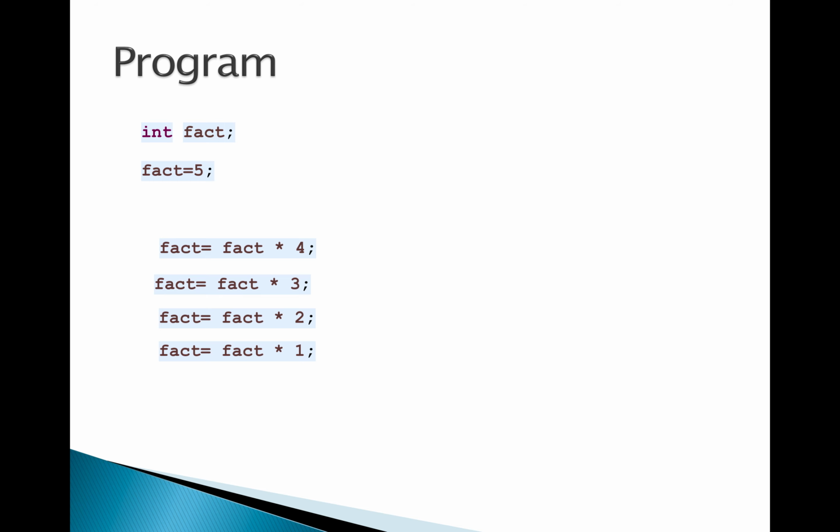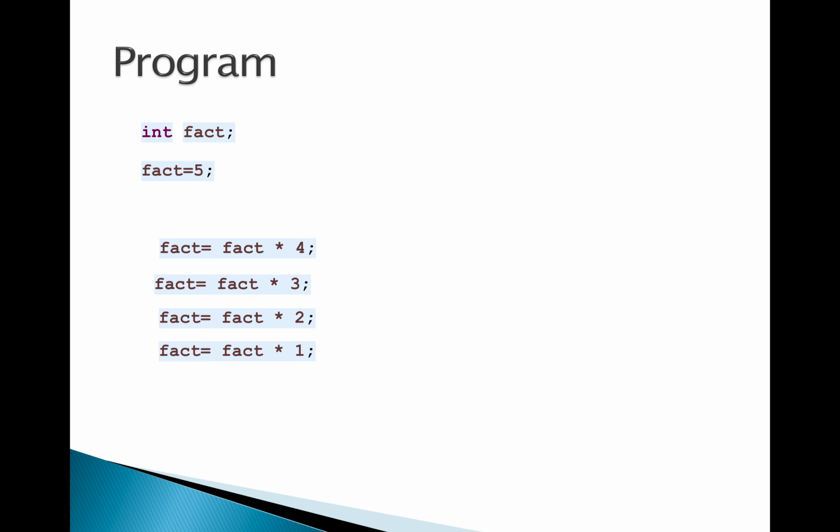If you see these steps, I'm doing the same operation. I'm not doing anything different here. I'm multiplying fact is equal to fact into some number, and that number ranges from 4 to 1. 4 is nothing but the previous number of the value I'm using. Fact is equal to 5, so it is nothing but 5 minus 1 that I'm starting with.